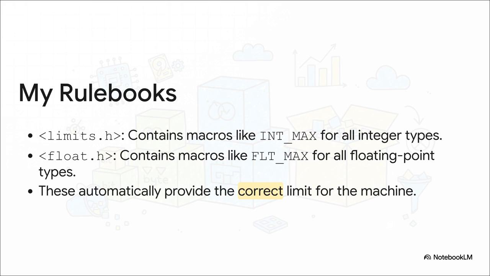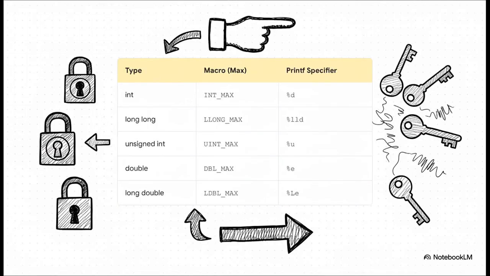When you use these macros in your code, I automatically substitute the correct value for whatever machine you're running on. Your code becomes portable and correct. Every time. So the trick is connecting the right tool to the right job. This table right here is your map. It shows the data type, the macro to find its limit, and, this is critical, the correct format specifier to print it. A specifier like %d or %u is just a code that tells the print function how to display a variable. Using the wrong one is like using the wrong key for a lock. It just won't work and you'll get garbage output.